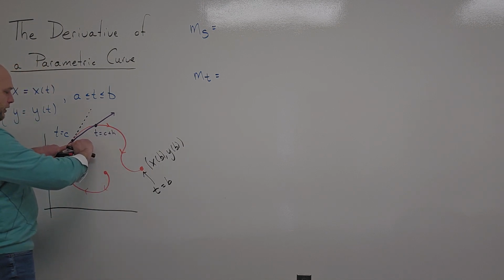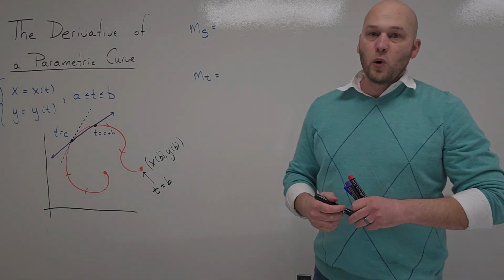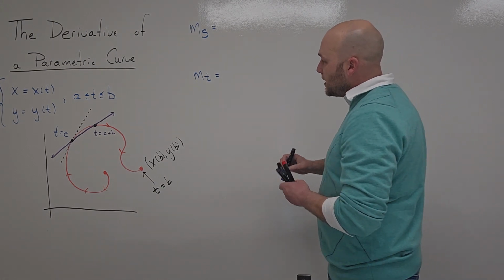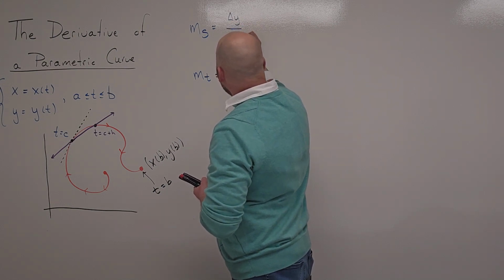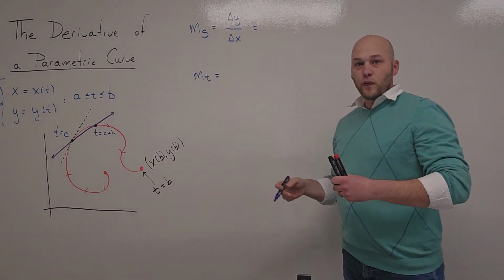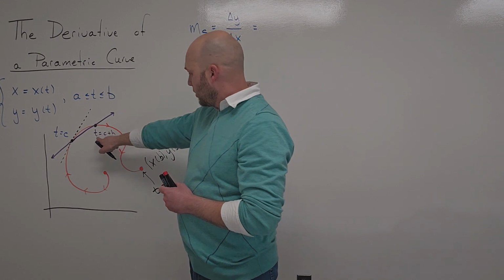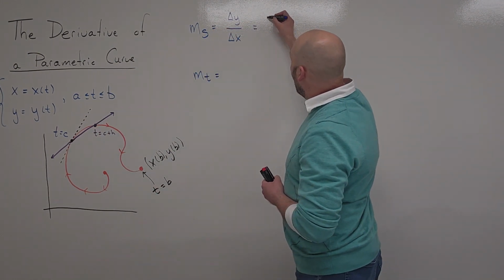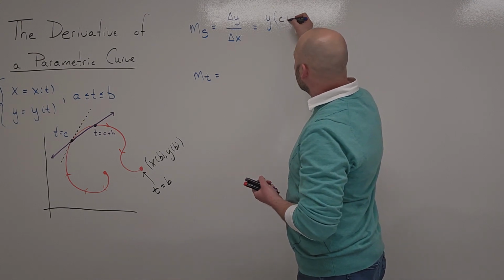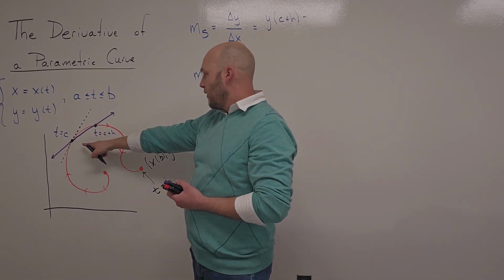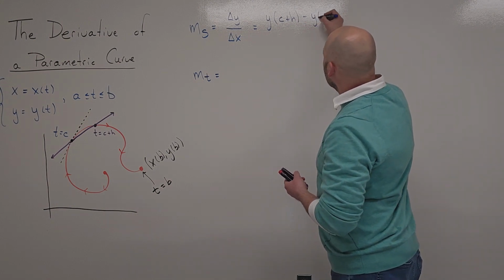But I can find the slope of this secant line, and then what we'll do is we can use that to construct the slope of the tangent line. So the slope of the secant line is given by the change in the y values divided by the change in the x values, just like the slope of lines that you found back in your pre-calc or algebra class. And the change in the y values, well, the y value at this point here would be y evaluated at that value of t, which is c plus h, minus the y value at this point, which would be the y coordinate evaluated at that t value, which is y of c.